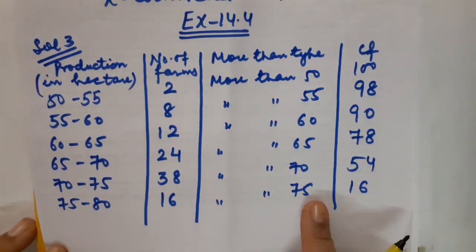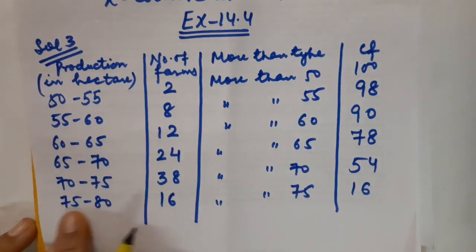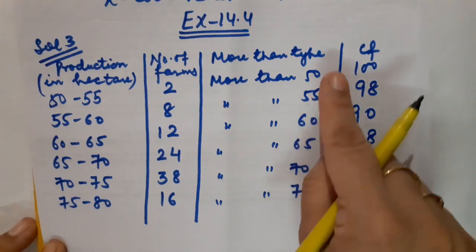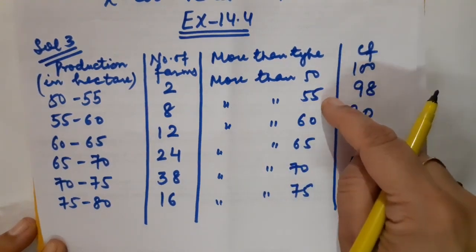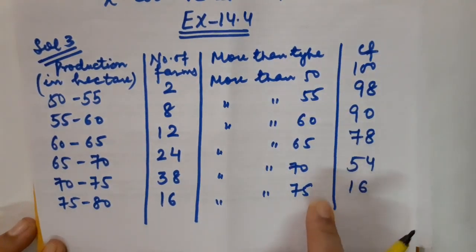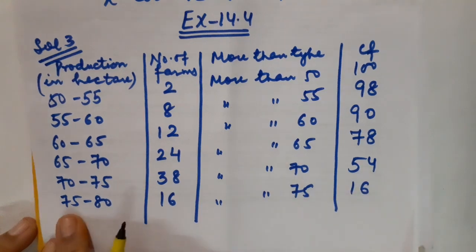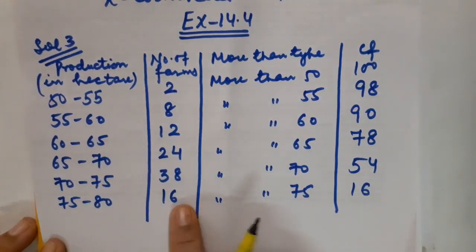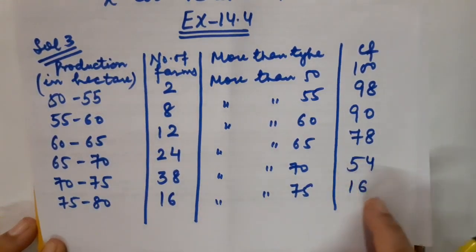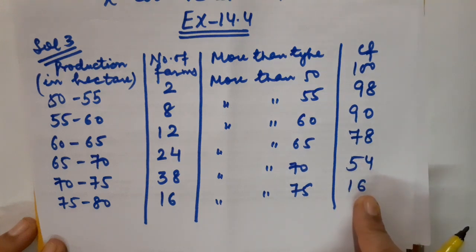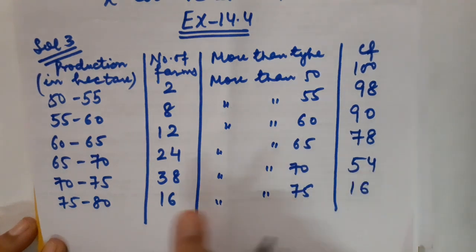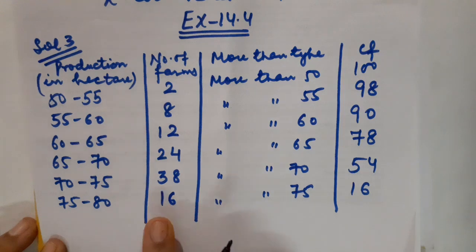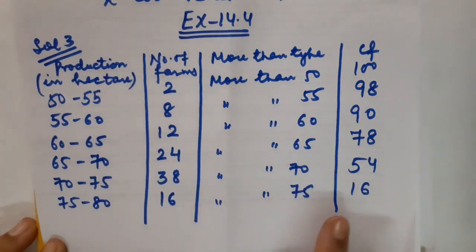This is more than 75. This is also including 75 and more than it. It is actually equal to also. Equal to 50, equal to 55 also you can add. So this is equal to 75 and more than 75. There are 16. I told you whatever will be the last term of cumulative frequency of more than type, that must be equal to the last frequency also. Fine. So it means our table is appropriate.